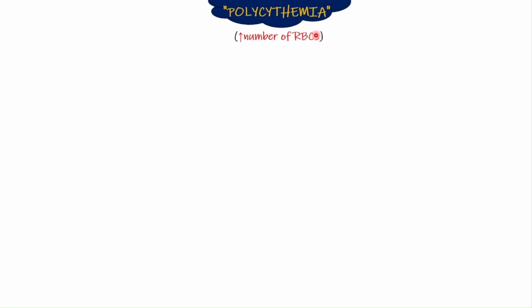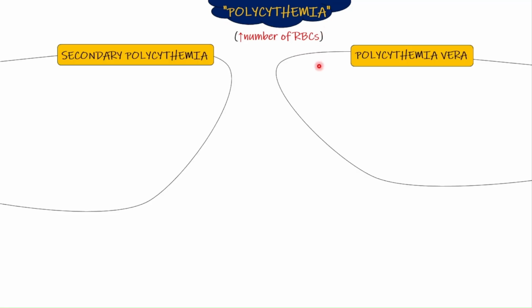In this part we're going to study polycythemia. So what is polycythemia? Polycythemia is basically an increase in the number of red blood cells. So a decrease in the number of red blood cells is anemia, whereas an increase in the number of red blood cells is polycythemia. Polycythemia is of two types. One is secondary polycythemia due to some secondary cause, and then we have polycythemia vera or polycythemia rubra vera.